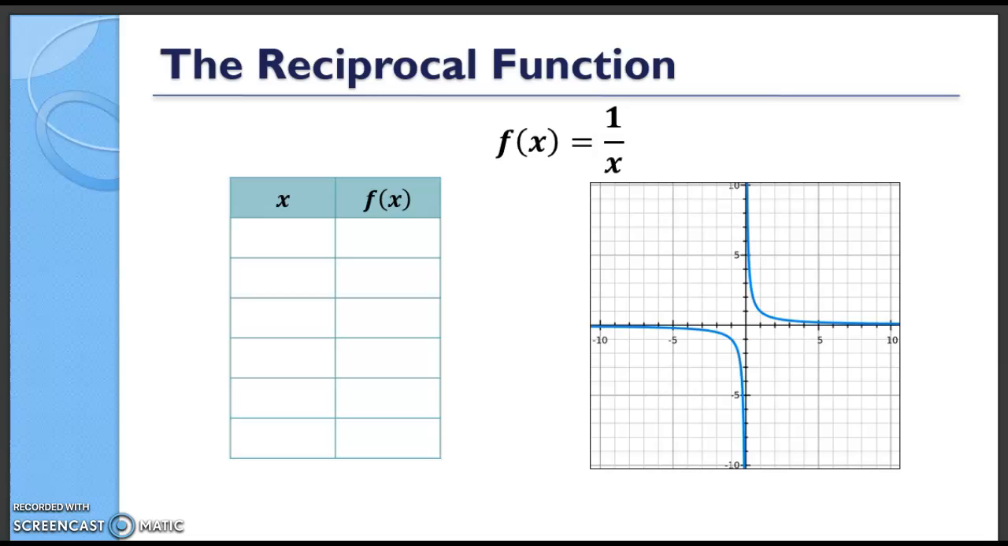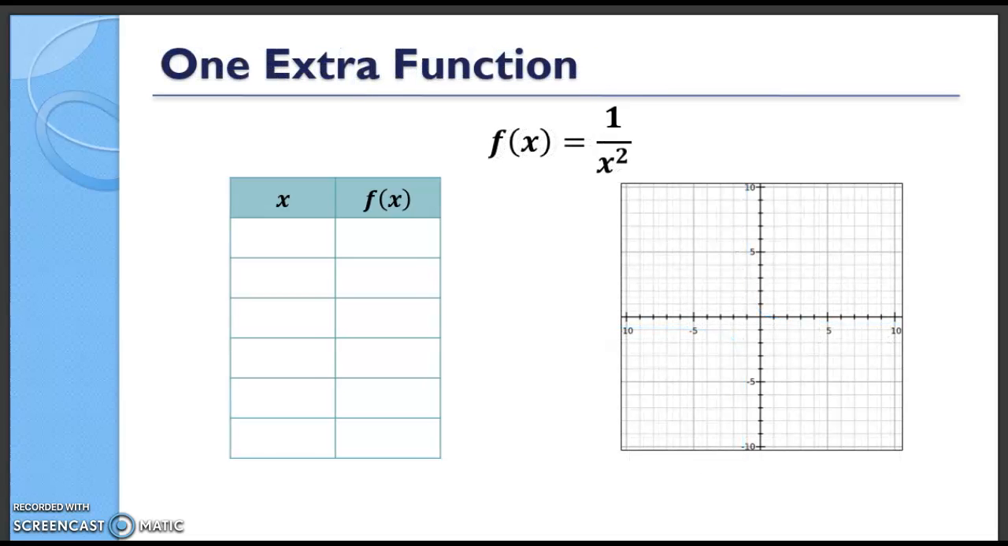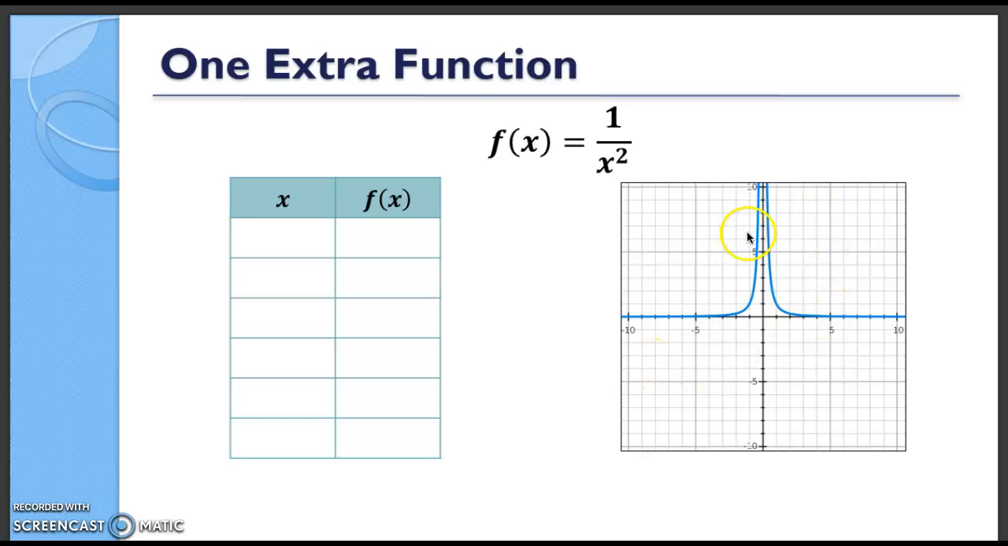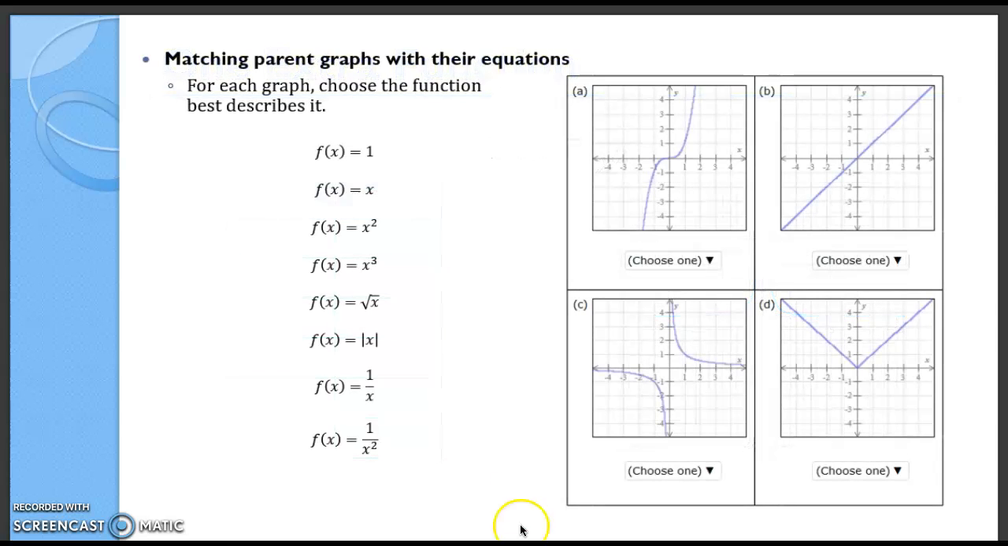Then the other one I wanted to show was 1 over x squared. I want you to think about 1 over x and 1 over x squared. Remember, on 1 over x, there was a piece of the graph in the positive side and a piece of the graph in the negative side. But because the bottom's squared, it's going to turn those negatives into positives, so we're going to get a function like this.